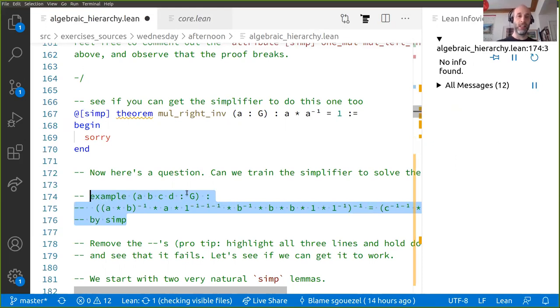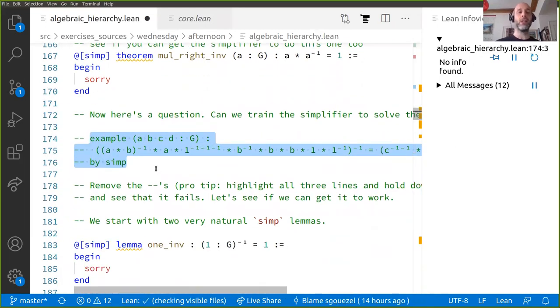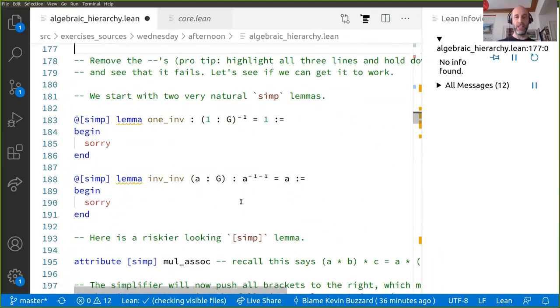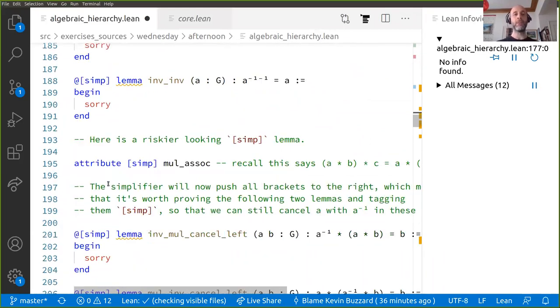And computer scientists understand exactly which lemmas you need to prove. So here's all the lemmas you need to prove. The inverse of 1 is 1. The inverse of A is A. These are all things we're going to train the simplifier to do. We're going to tell the simplifier associativity of multiplication.